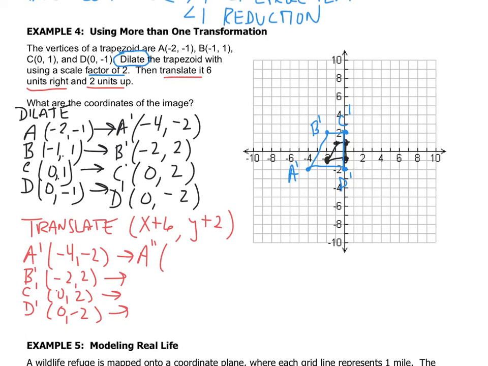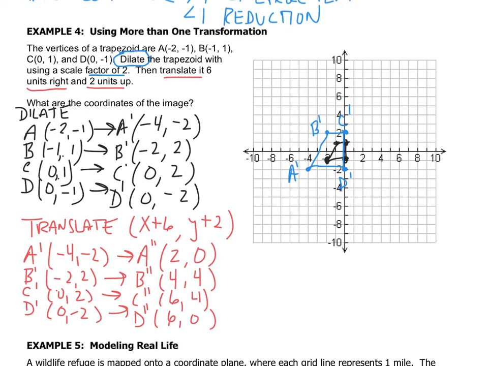So if I add 6 to negative 4, I get 2. If I add 2 to negative 2, I get 0. For B double prime, negative 2 plus 6 is 4. 2 plus 2 is also 4. C double prime, 0 plus 6 is 6. 2 plus 2 is 4. And D double prime, 0 plus 6 is 6. Negative 2 plus 2 is 0.